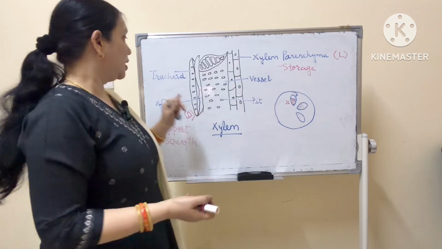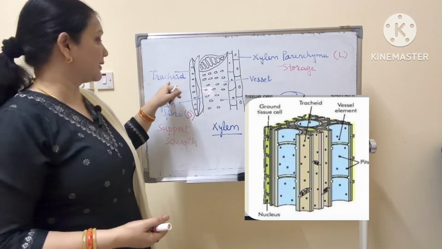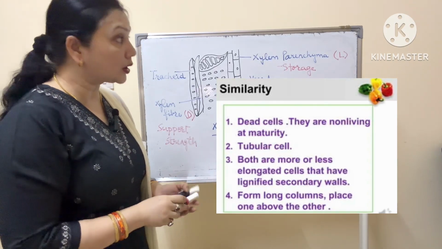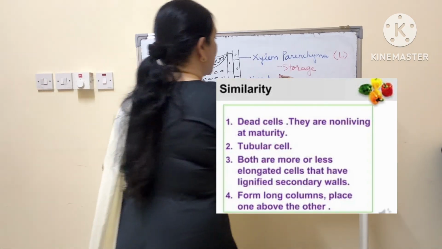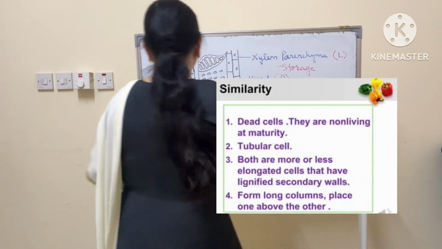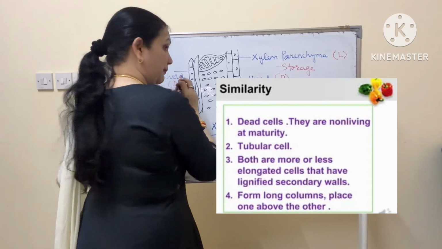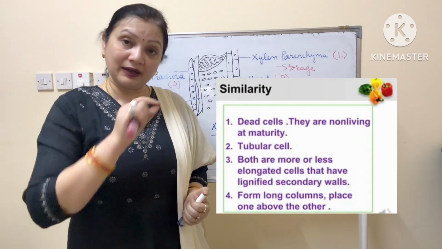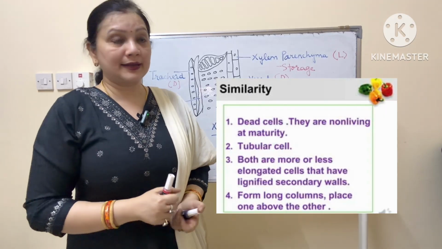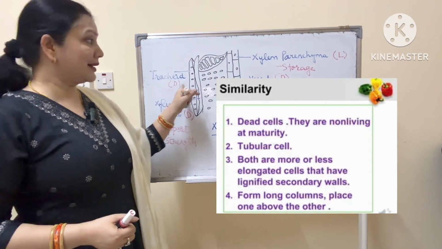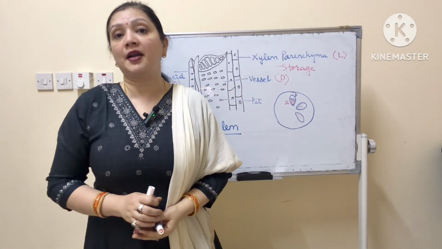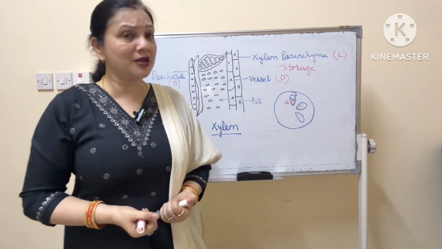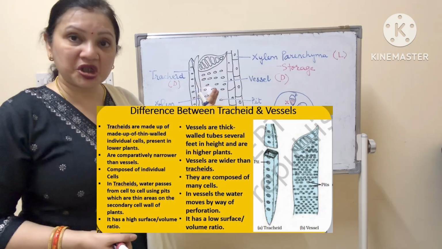Where is conduction? Conduction of water and minerals is done by tracheids and vessels. Two components, both are sclerenchyma, again dead. Lignified walls, remember feature of sclerenchyma, lignin is present all around the cell wall. So these tracheids and vessels help in the conduction of water and minerals in the upward direction. Then what is the difference? Difference is in their shape.